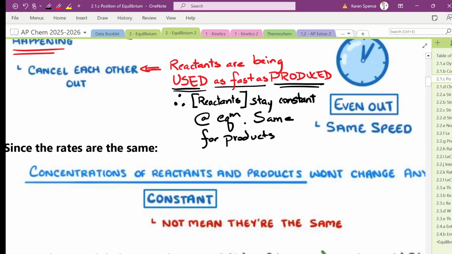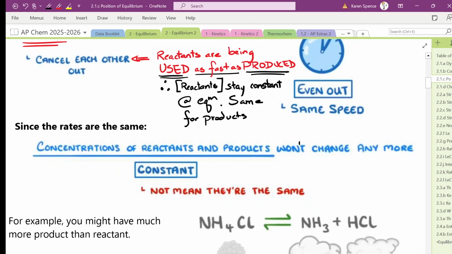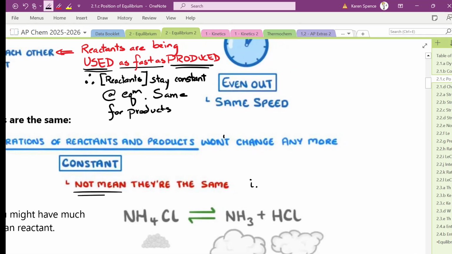Oh, and look, it says it right here. The concentration of reactants and products won't change anymore. They are constant. But that does not mean that they are the same, i.e., the concentration of reactants does not equal the concentration of products. So reactants stay constant, products stay constant, but they are not the same as each other. Does that make sense?